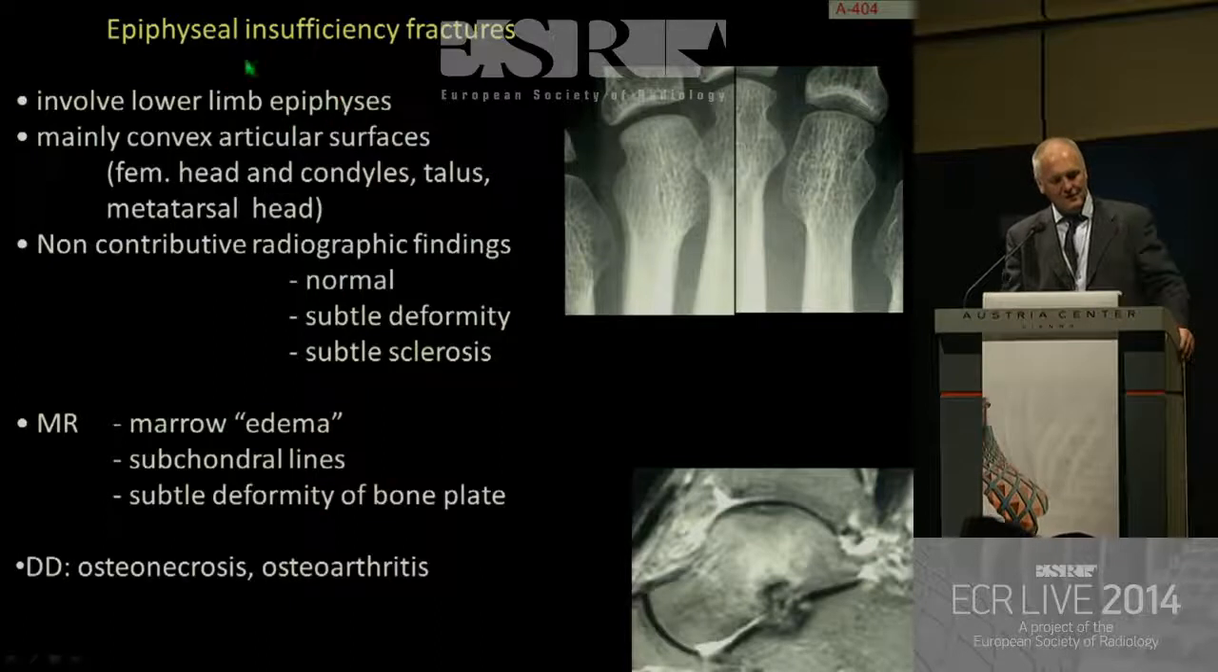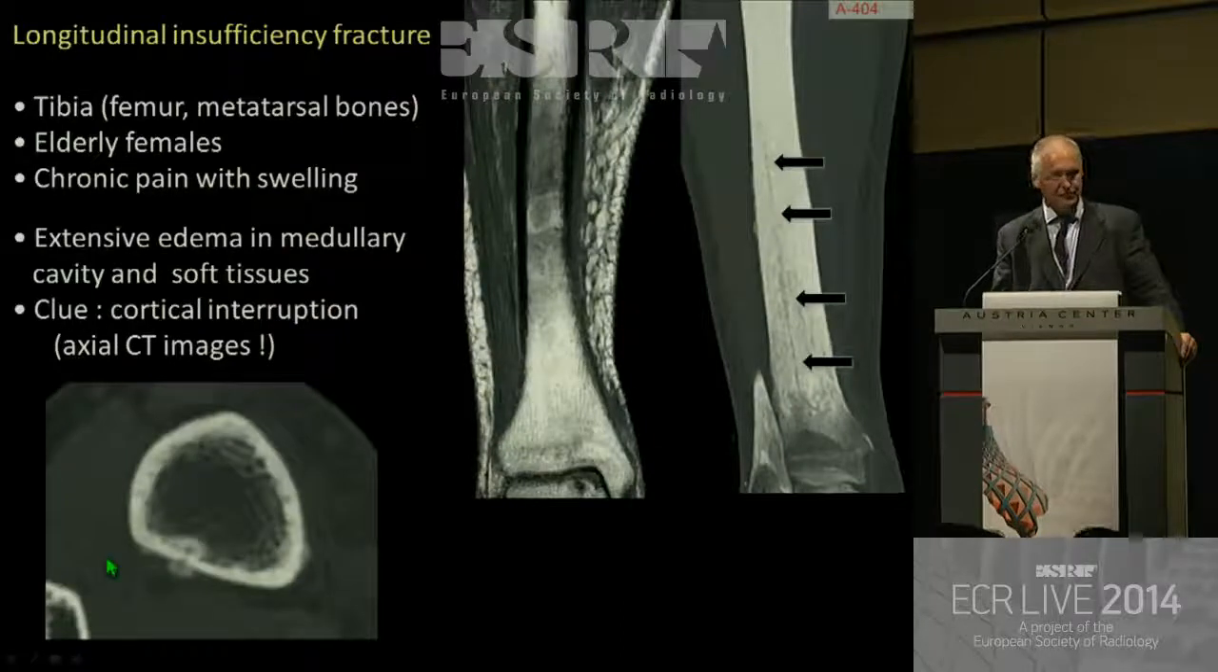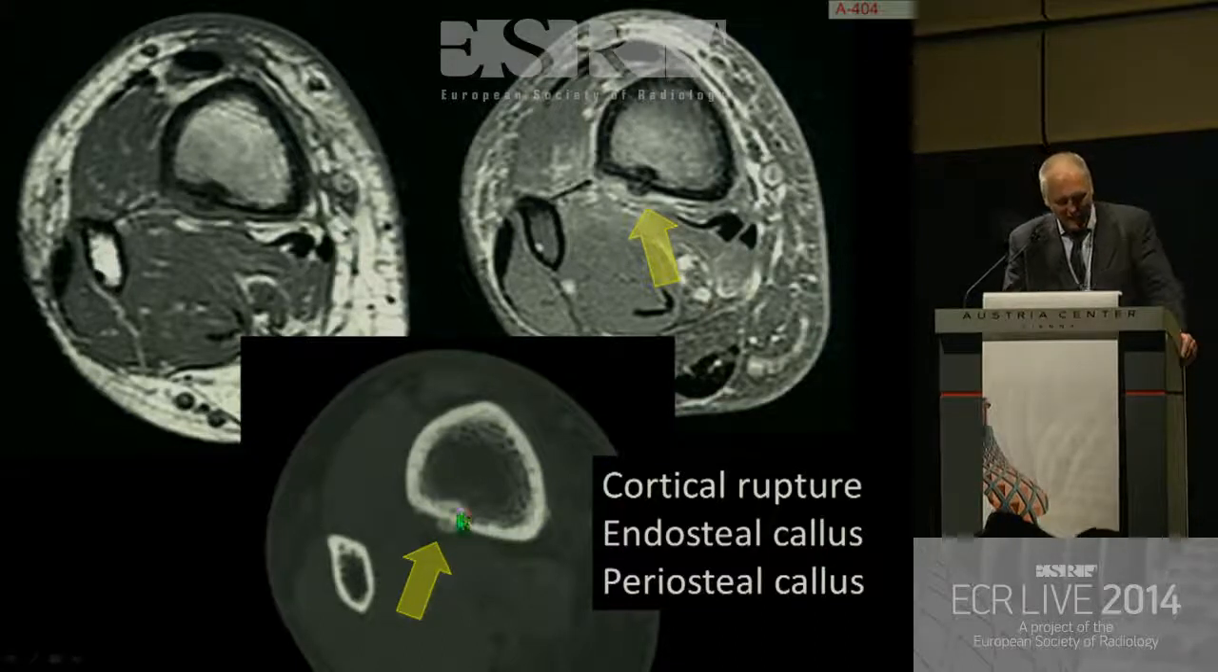They largely predominate in the lower limb, always or almost always on the convex articular surfaces. The X-rays are usually non-contributive, and MR imaging helps to make the diagnosis, although there is a large differential diagnosis for this condition. Another fracture, which is not so rare if you are aware of it, is the longitudinal insufficiency fracture. Marked edema on MR, and on CT, this is the fracture line. It's a longitudinal fracture, and this is a typical image of a longitudinal cortical fracture. You've got cortical rupture and callus formation on both sides, the subperiosteal side and the endosteal side.